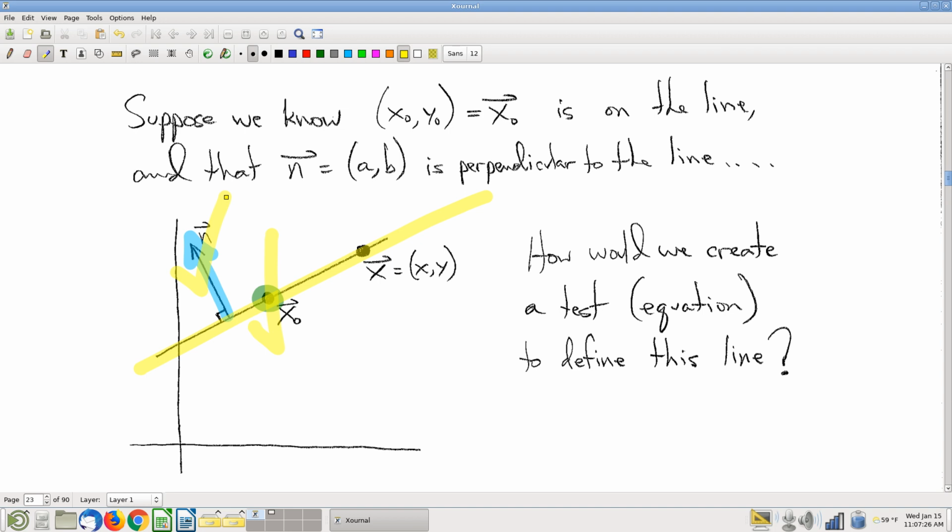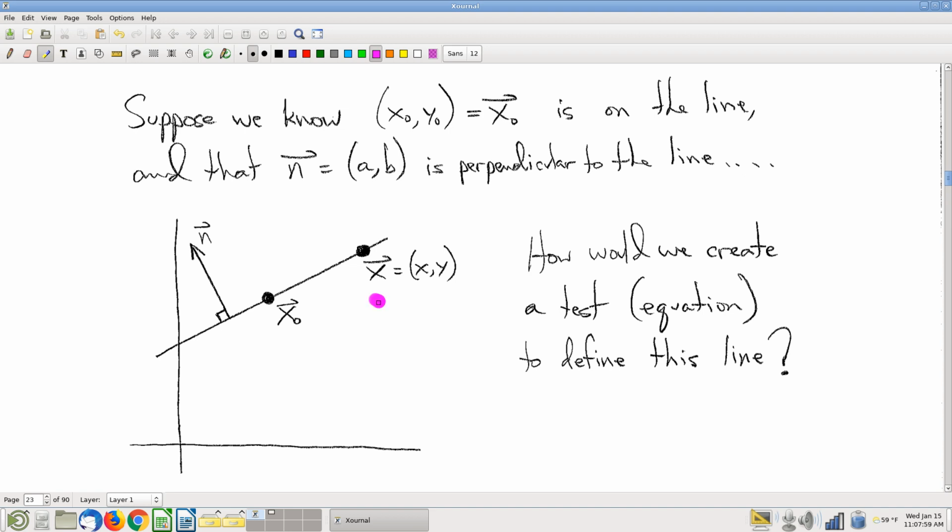Okay, and how would we test a point x, (x, y)? How would I decide whether that is or is not on said line that I'm trying to understand? Well, it's an easy argument. If the point is on the line, notice that would mean that the difference vector is parallel to the line, which you'll further notice means that it's perpendicular to the n vector.